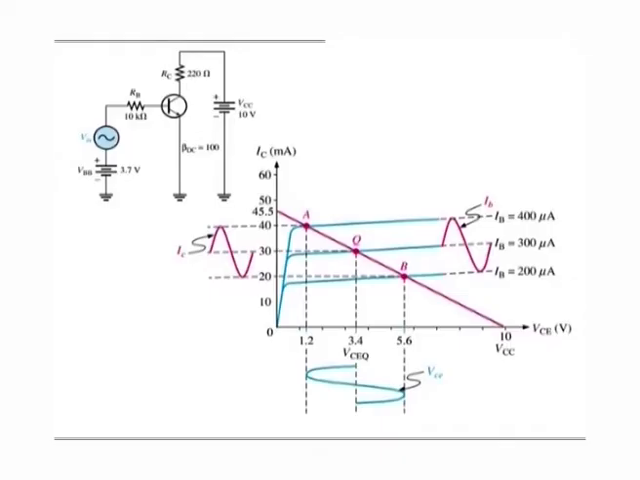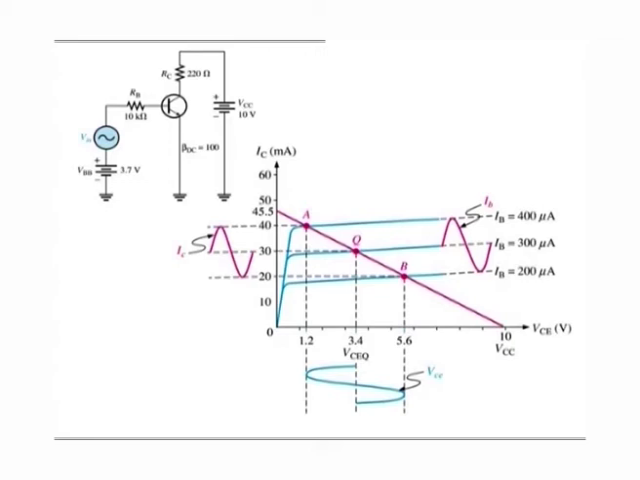Linear operation. The region along the load line, including all points between saturation and cutoff, is generally known as the linear region of the transistor's operation. As long as the transistor is operated in this region, the output voltage is ideally a linear reproduction of the input. Figure here shows an example of the linear operation of a transistor.